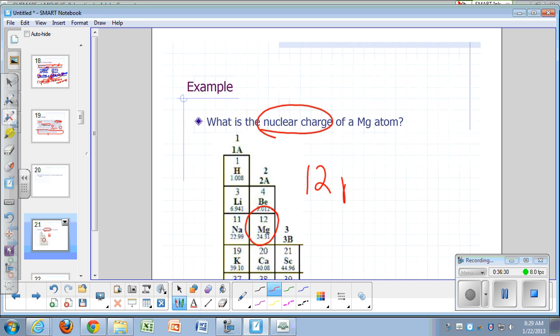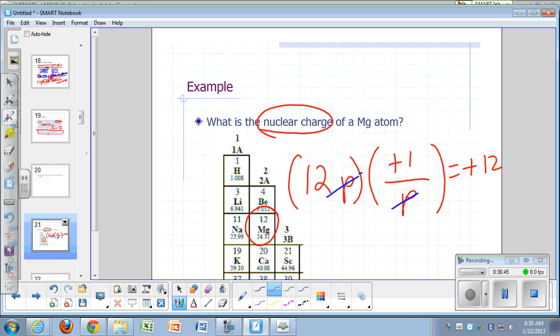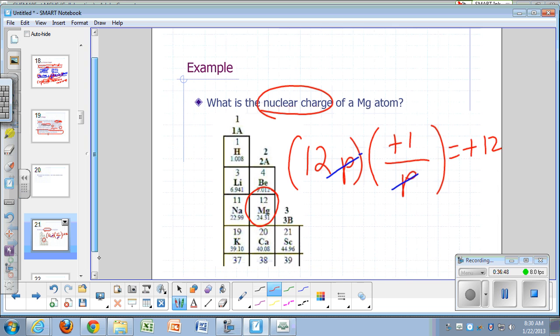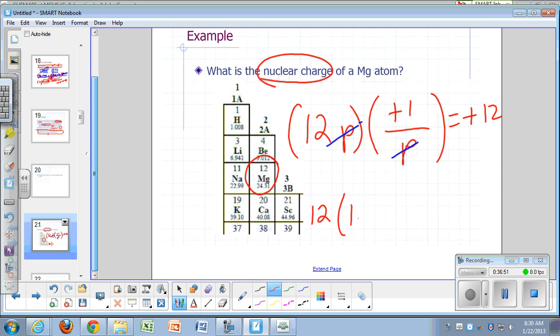Okay, so 12 protons, they're all in the nucleus, right? And the charge of the proton is plus 1 for every proton, okay? So 12 times plus 1 is plus 12. Or if you want it in SI, what would that be? You're going to say 12 times 1.602 times 10 to the negative 19 coulombs. That would be the charge in SI units for the nucleus of a magnesium atom, okay? But the magnesium atom itself has a neutral charge because surrounding that nucleus are 12 electrons.